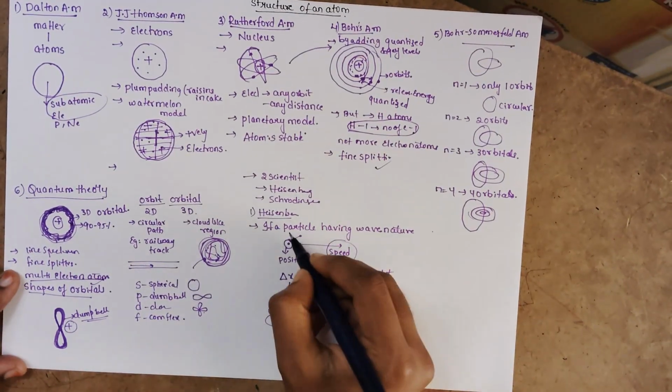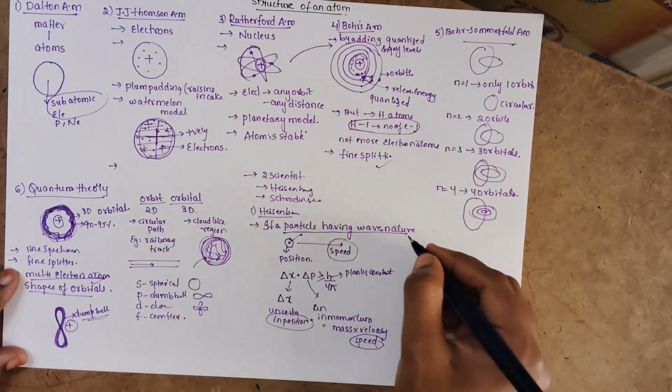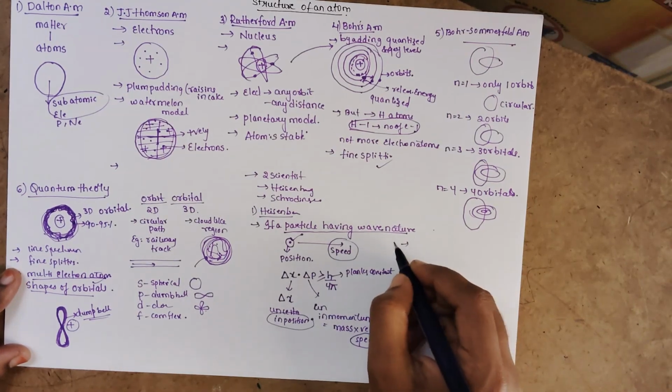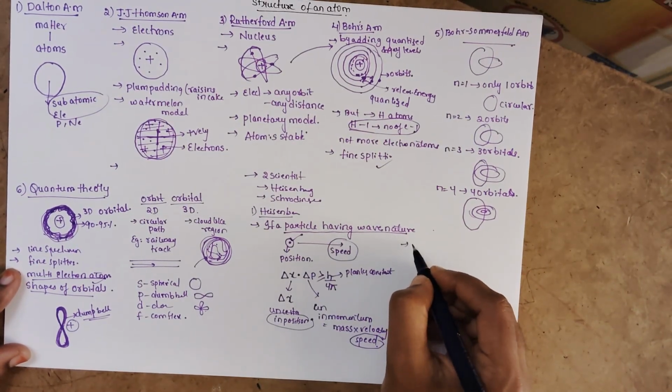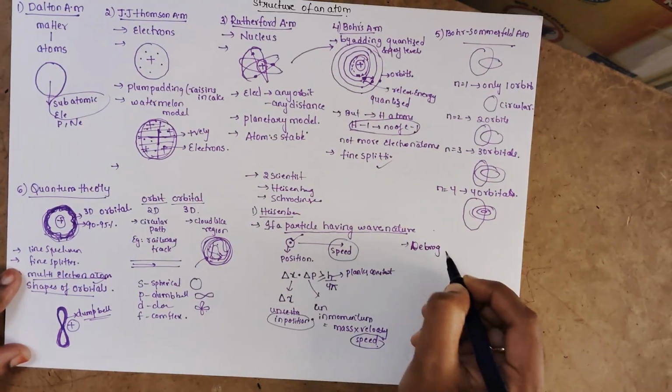And what do you mean by a particle having wave nature? What do you mean by this? Suppose if you want to understand this, let me explain de Broglie's hypothesis.